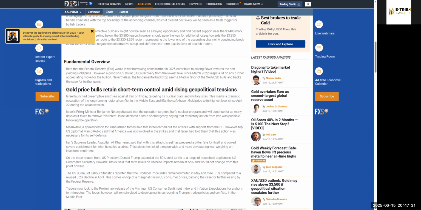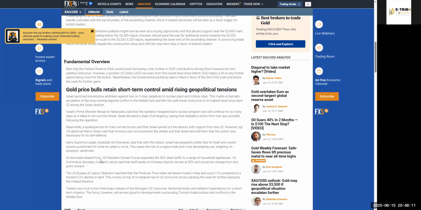So the Israel Prime Minister Benjamin Netanyahu said that the operation targeted Iran's nuclear program and will continue for as many days as it takes to remove this threat. Israel declared a state of emergency, saying that retaliatory action from Iran was possible following the operation. Meanwhile, a spokesperson for Iran's armed forces said that Israel carried out attacks with support from the US. However, top US diplomat Marco Rubio said that America was not involved in the strike and that Israel had told them that this action was necessary for self-defense. So what this implies, okay?